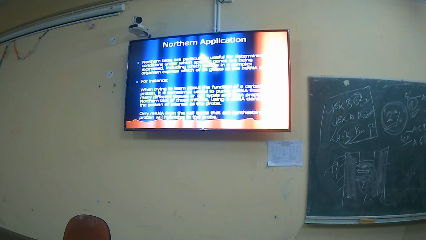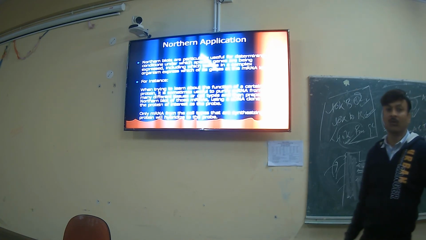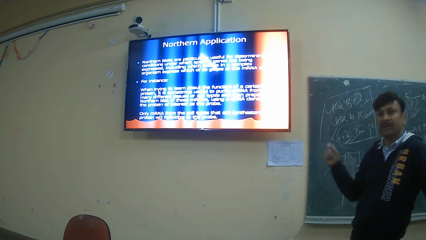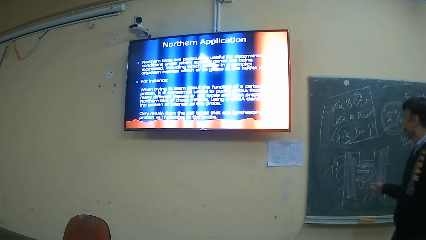This one is an important part: the application of the Northern blot. The most important thing for the Northern blot application is to find out gene expression. How many genes are expressing, what are the intervening sequences, what are the non-coding sequences, or what are the exons. So the real gene expression you can find out here.